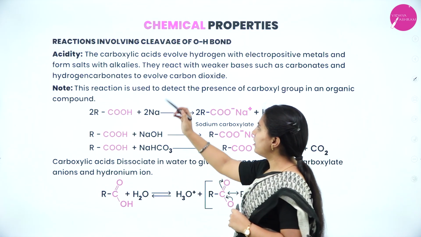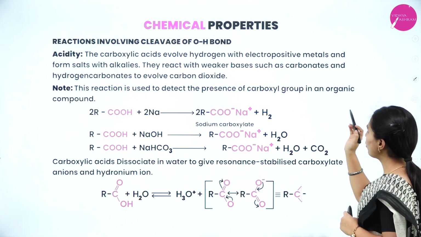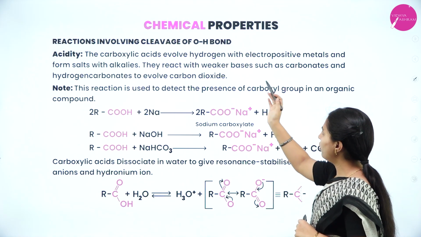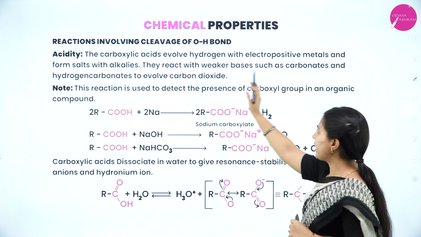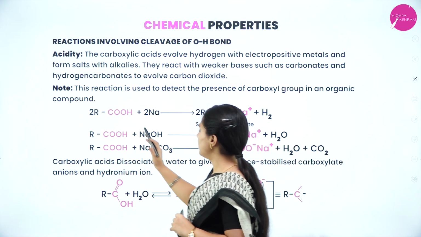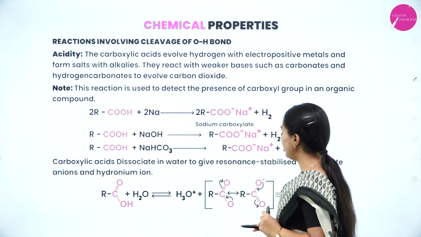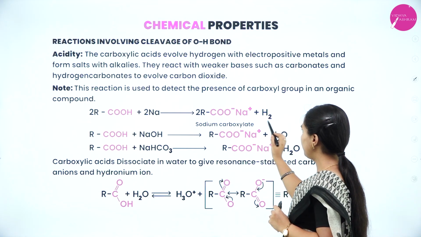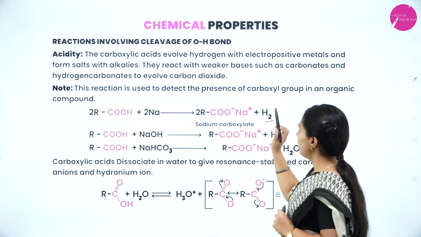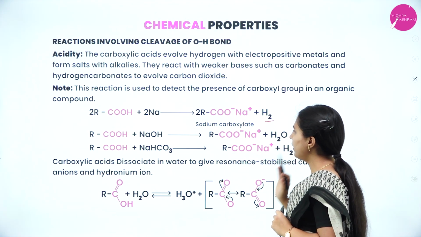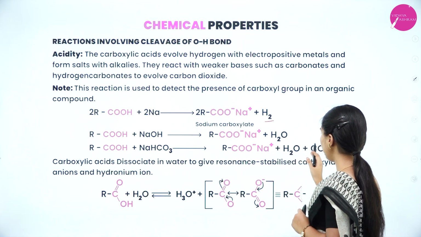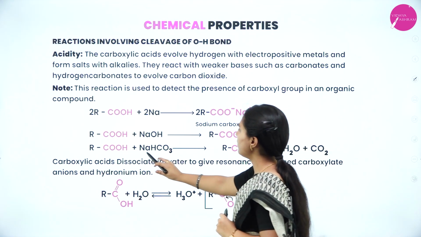First one, acidity. The carboxylic acids evolve hydrogen with electropositive metals and form salts with alkalis. They evolve hydrogen gas when the carboxylic acid reacts with electropositive metals, and they form salts with bases. When acid reacts with a metal, it forms sodium carboxylate with the liberation of hydrogen gas. When acid reacts with a base, it forms salt and water. This is also a base, formation of salt with water plus carbon dioxide. This is overall sodium bicarbonate.